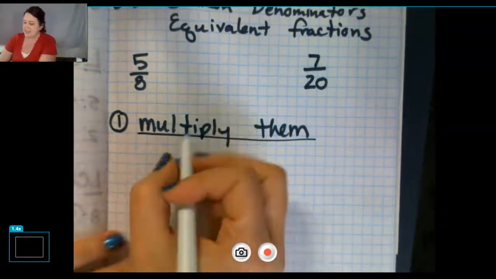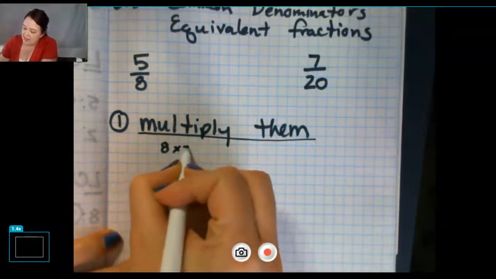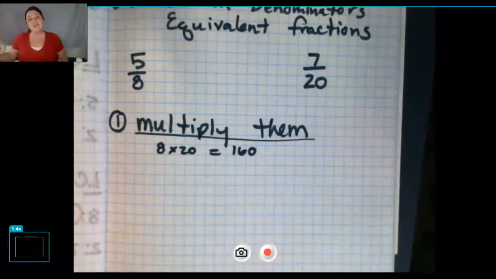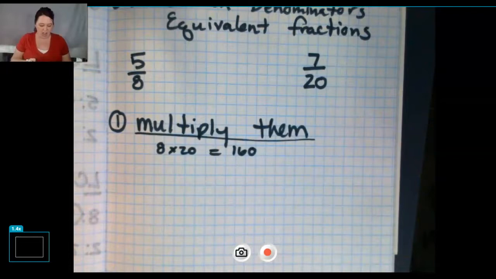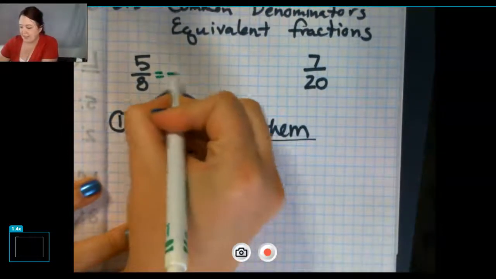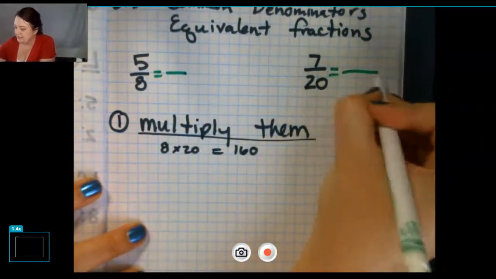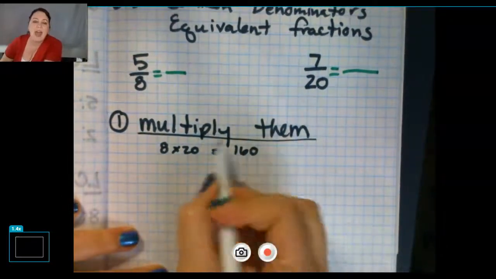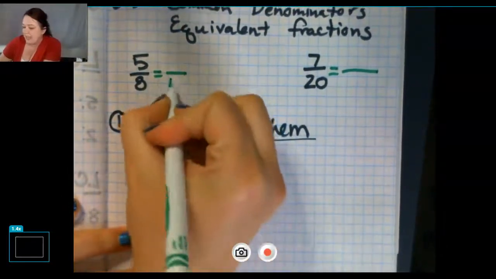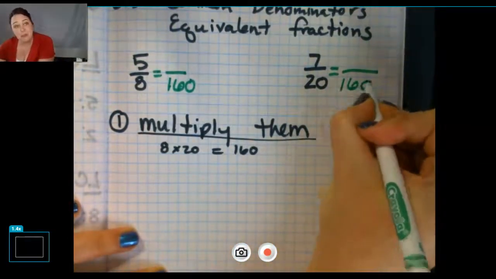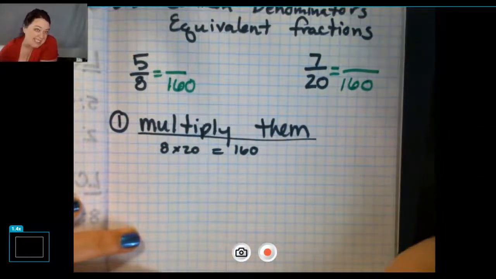And in this case, I had 8 times 20, which is 160. So now I'm dealing with a denominator of 160. Easy peasy. It's not. Nothing about fractions is easy, except multiplying and dividing. Oh, that does get easier. So I have 160. That's going to be my new common denominator.